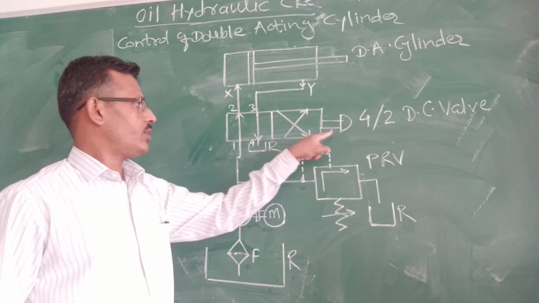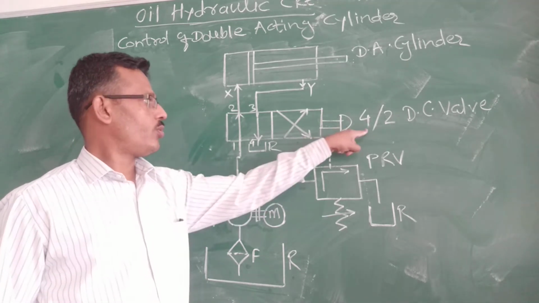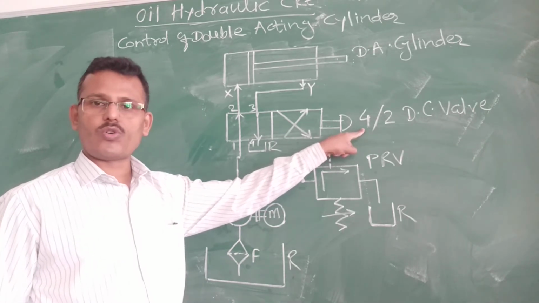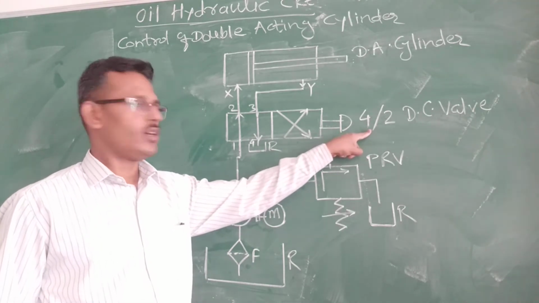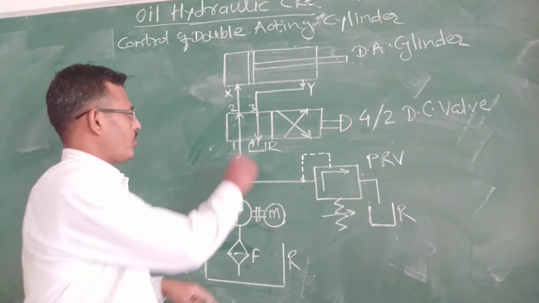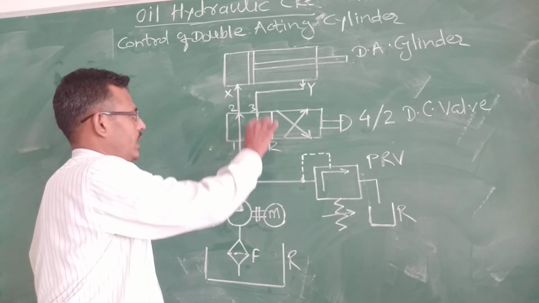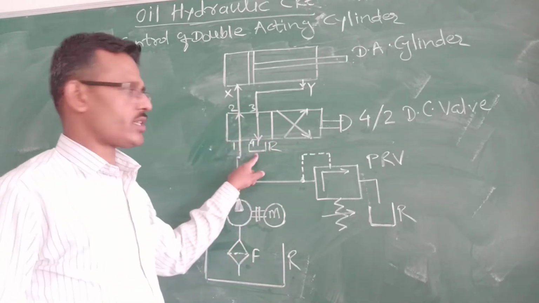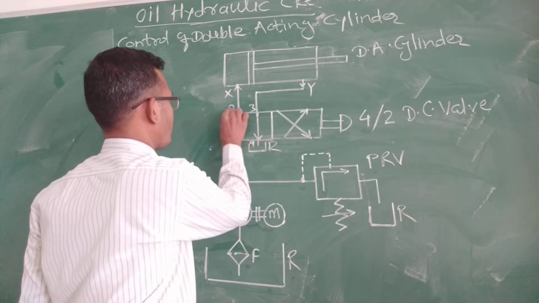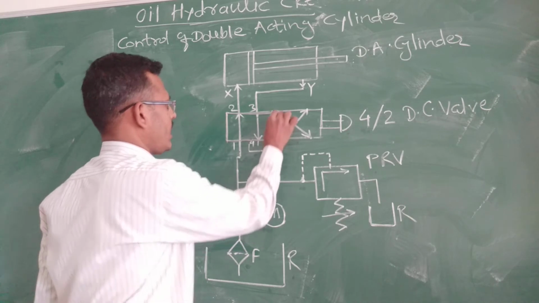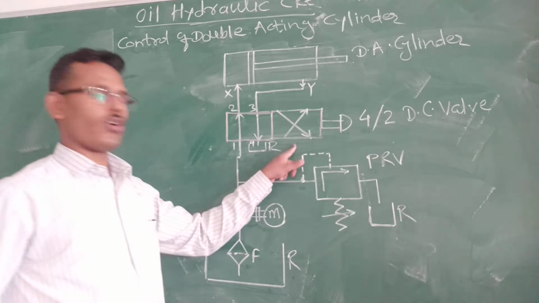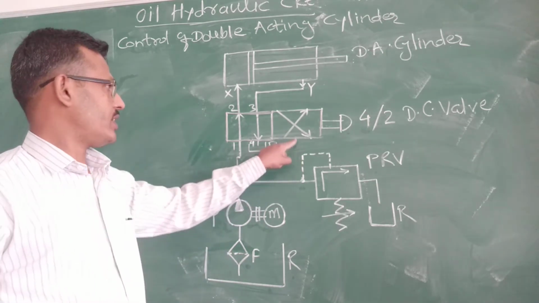After that, here a push button operated 4x2 direction control valve is used. Why is this direction control valve called a 4x2 DC valve? The first 4 means there are 4 ports: Port 1, Port 2, Port 3 and Port 4. So there are 4 ports and 2 positions. The first block is position number 1, and there is another block which shows position number 2. That's why this DC valve is called a 4x2 DC valve.